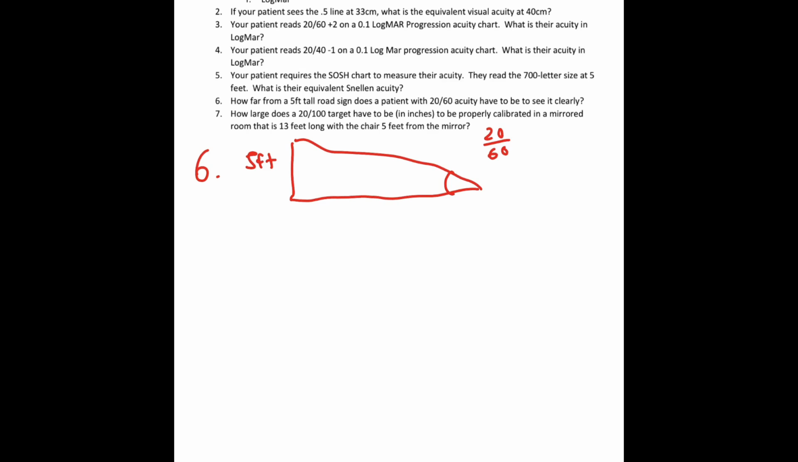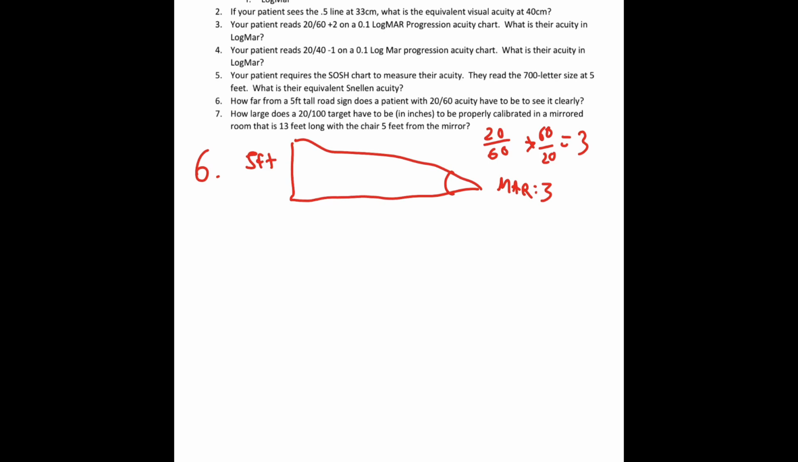The important thing for this is that first you have to find the MAR. So 60 divided by 20 equals 3. So we know that the MAR is 3. We can use that to figure out this angle, but that angle is not 3.